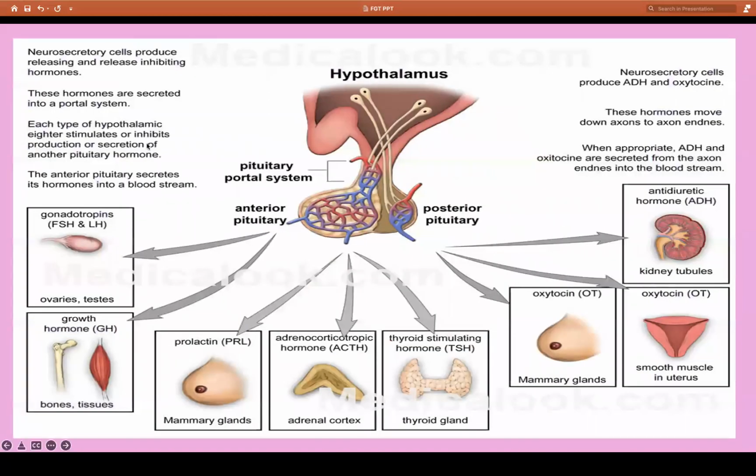So this is the anterior pituitary. It releases hormones under the influence of the hypothalamus: FSH and LH, which influence the ovaries and testes, growth hormone, which influences the growth of bones and tissues, prolactin, which affects the mammary gland of the breast, adrenocorticotropic hormone, which affects the adrenal gland cortex, and thyroid stimulating hormone, which controls the thyroid gland. These are all hormones released from the anterior pituitary. The posterior pituitary releases 2 hormones: oxytocin, which affects the mammary gland and uterus, and antidiuretic hormone, which affects the kidney tubules.